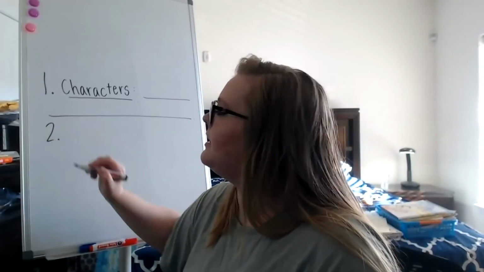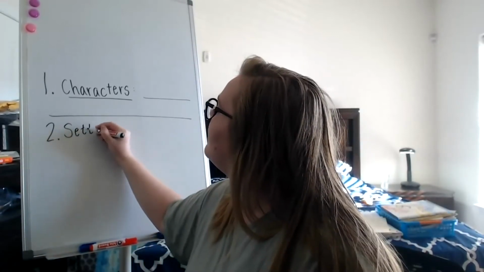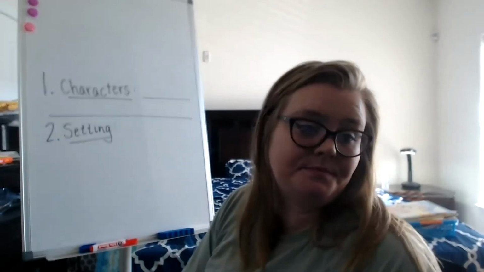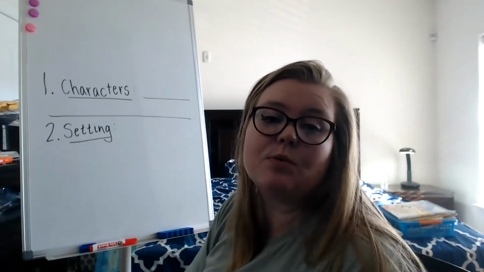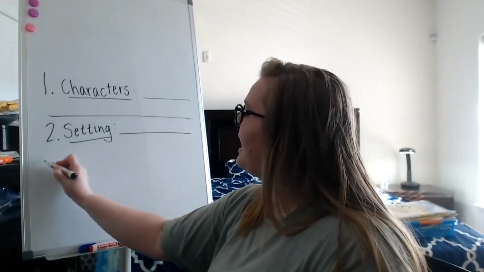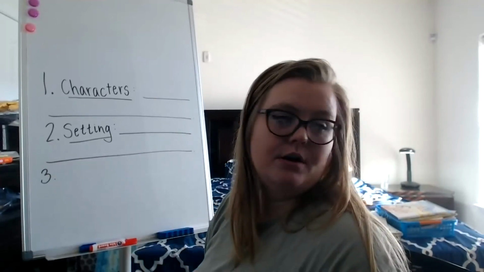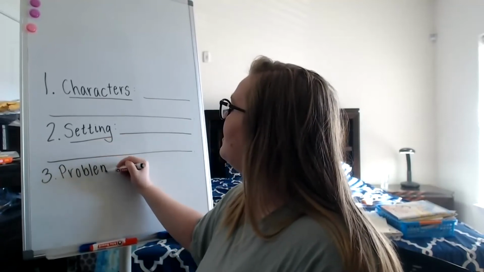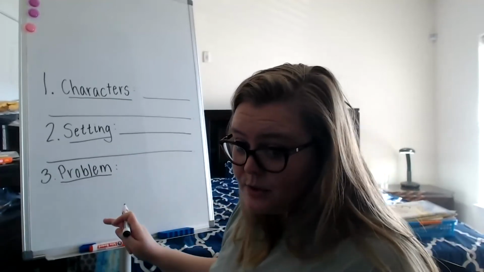Then the second thing you need to retell is the setting. So after you wrote setting, think about the setting of the story. Remember, that's when and where the story takes place. Write a sentence about that, full and complete sentence. Number 3, you need to list the problem, full sentence about what the problem was in the story.